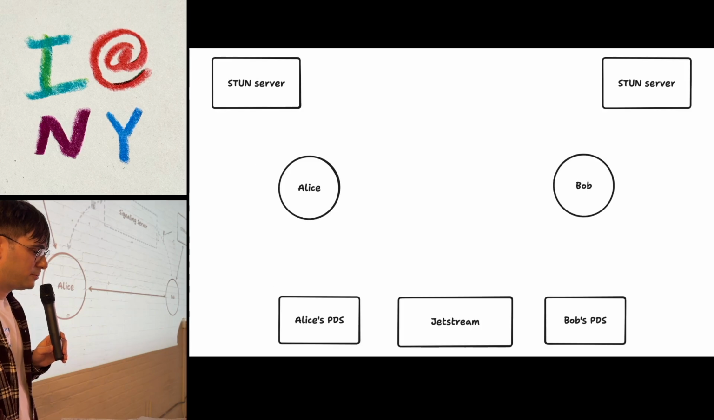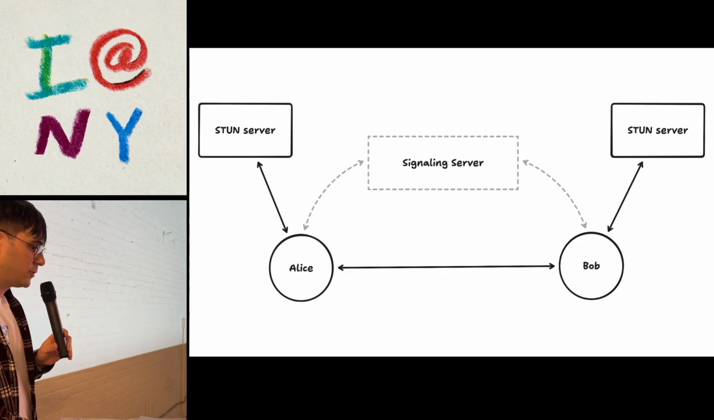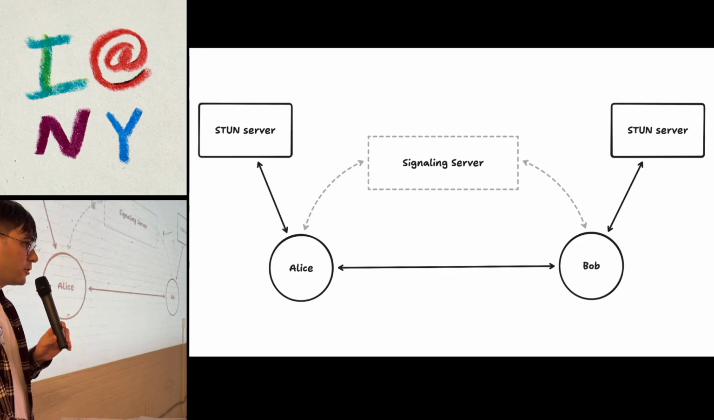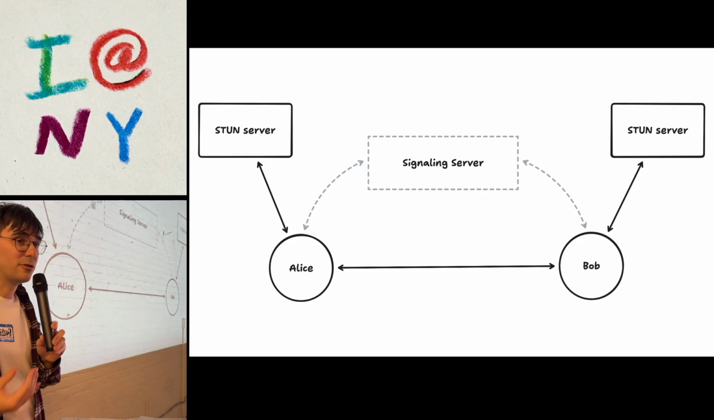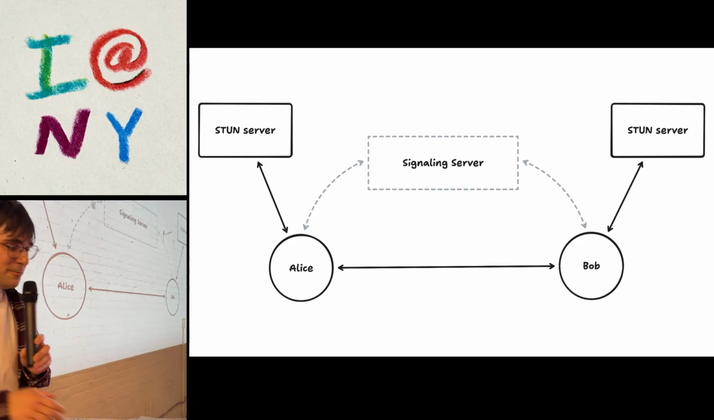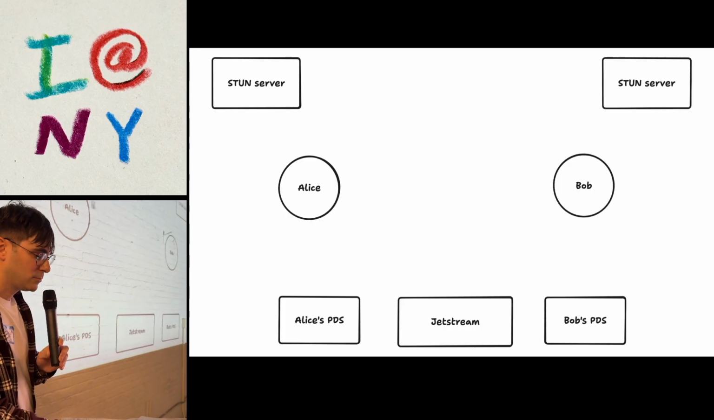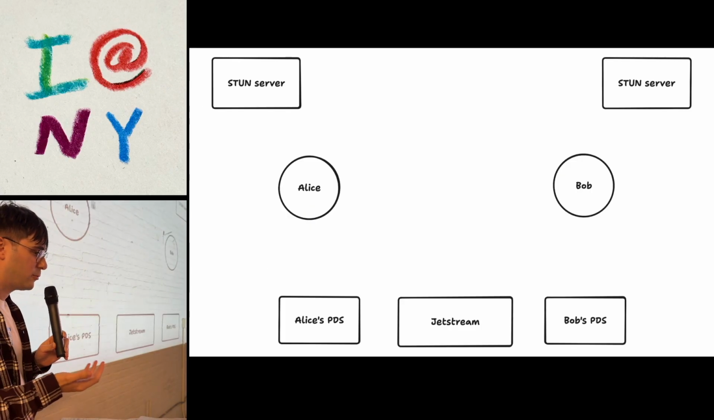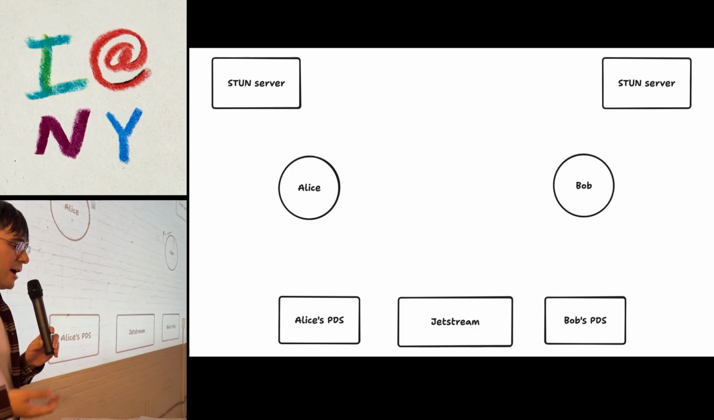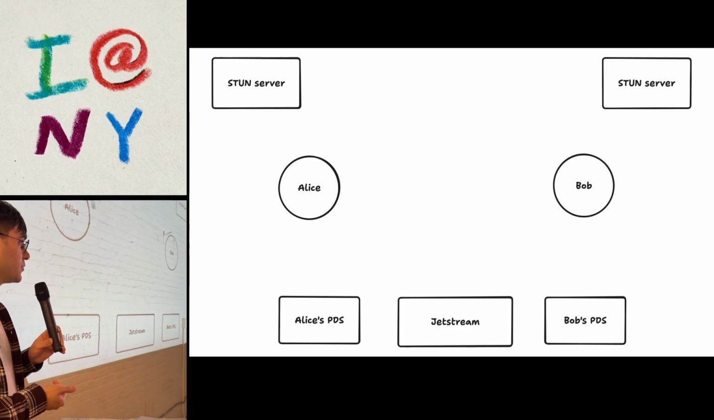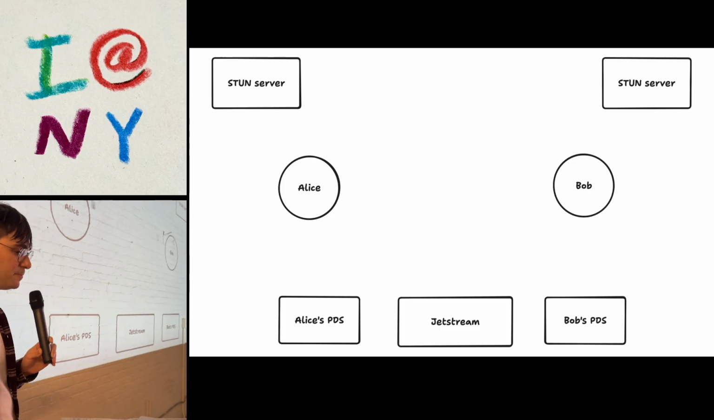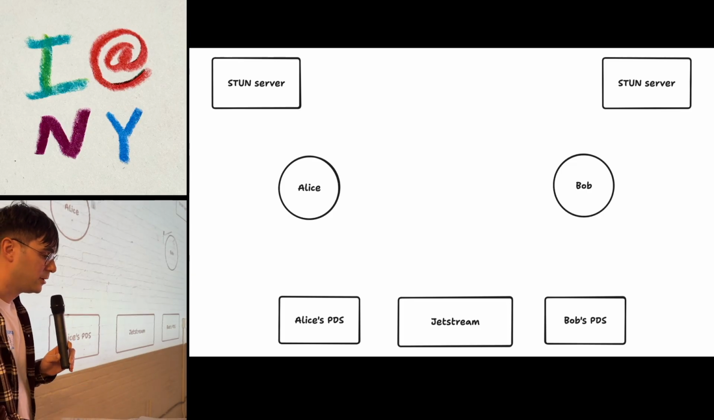And so what I've been doing with ATProtoCall is basically just abusing ATProto as this sort of ersatz signaling server. What are the primitives we have in ATProto? We have the PDS, and we have the relay, and then like the Jetstream, which is the thing that you can connect to in the browser that pushes stuff to you.